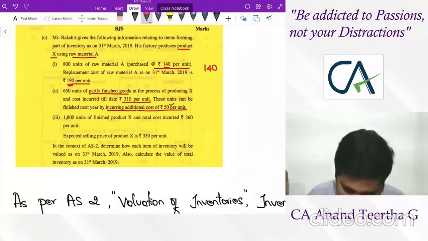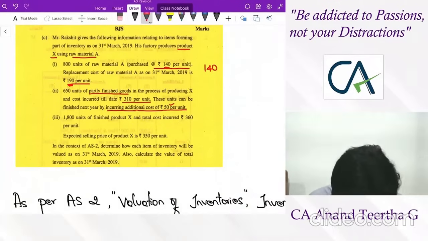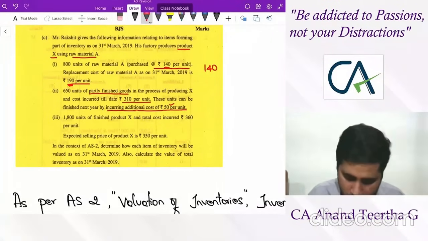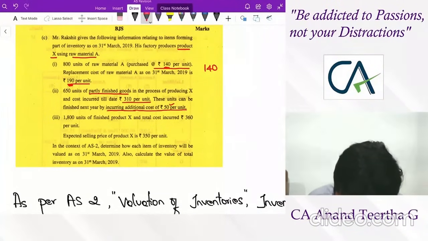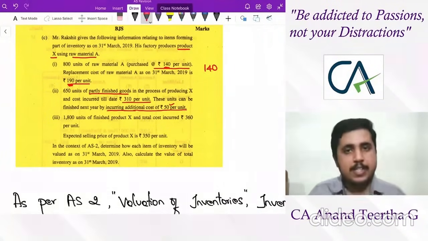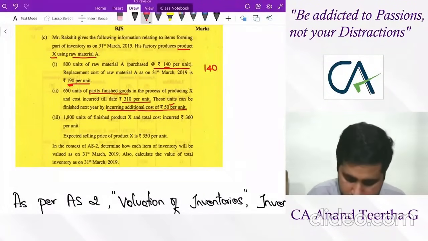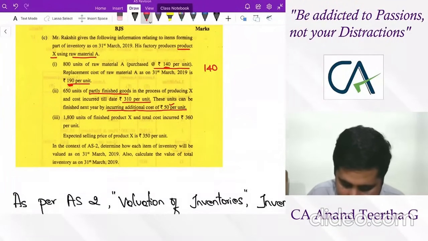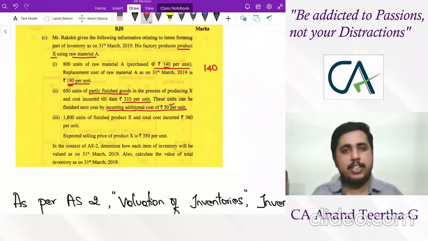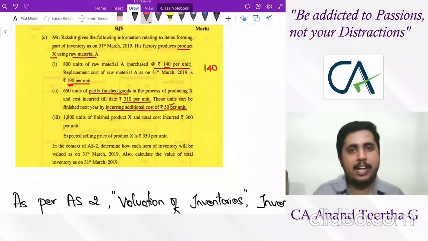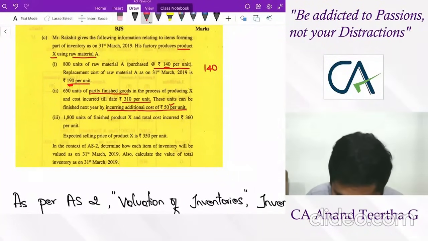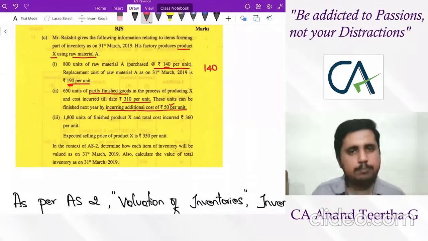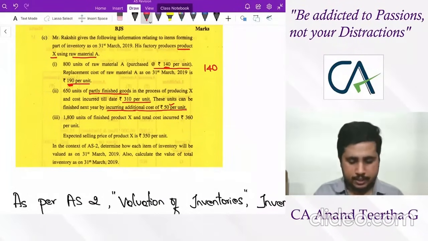Now selling price is 350 per unit. So accordingly, 350 is the selling price, less selling cost, which is not given in the question, so 0, less cost of completion 50. NRV is 300. Cost or NRV, whichever is less. So 310 or 300, whichever is less. So the value became 300. I hope it is understood.